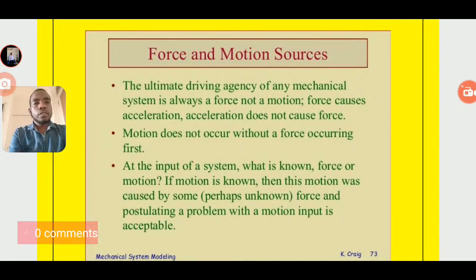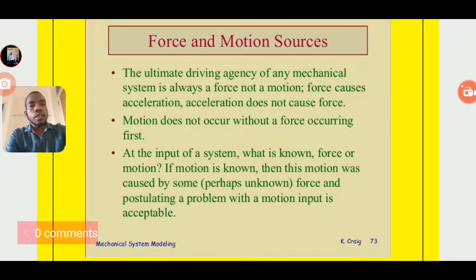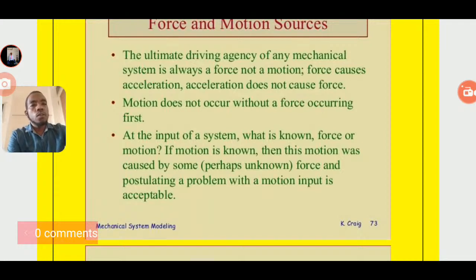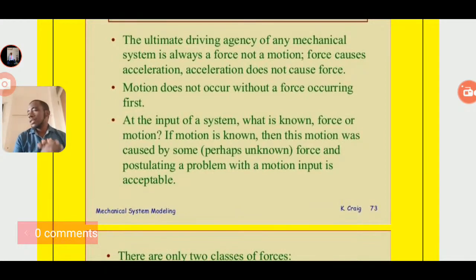The ultimate and real driving agency of any mechanical system is always a force, not the motion. Force causes acceleration; acceleration does not cause force. The motion does not occur without a force occurring first. That means if there is a force, there is motion. If there is no force, there is no motion.